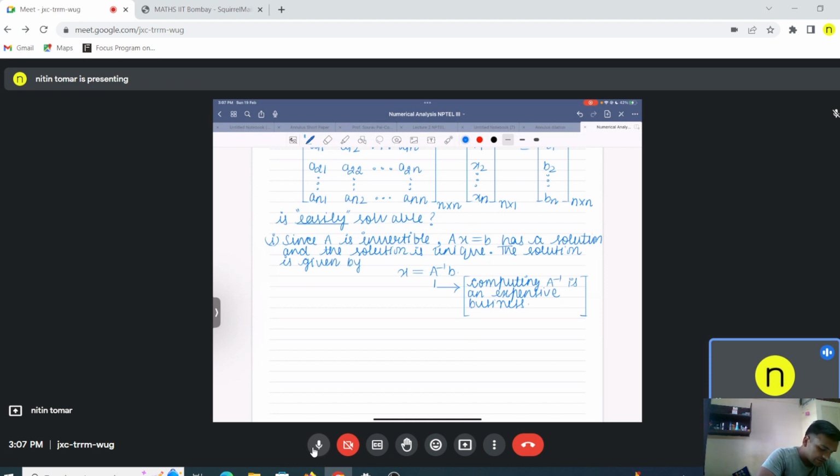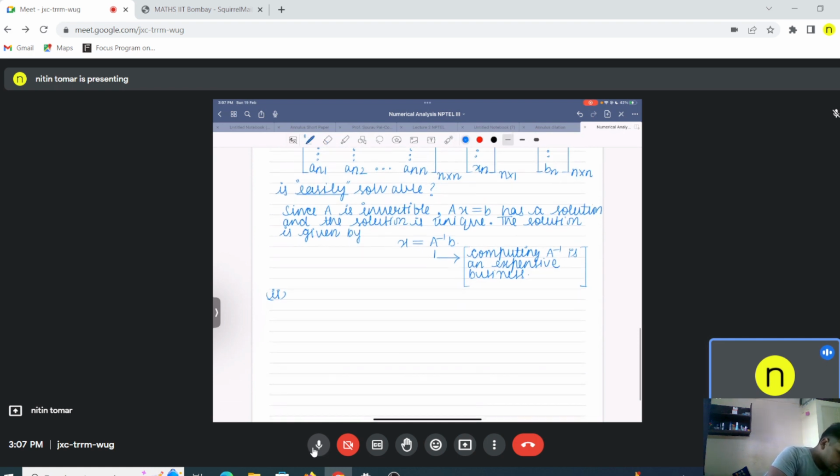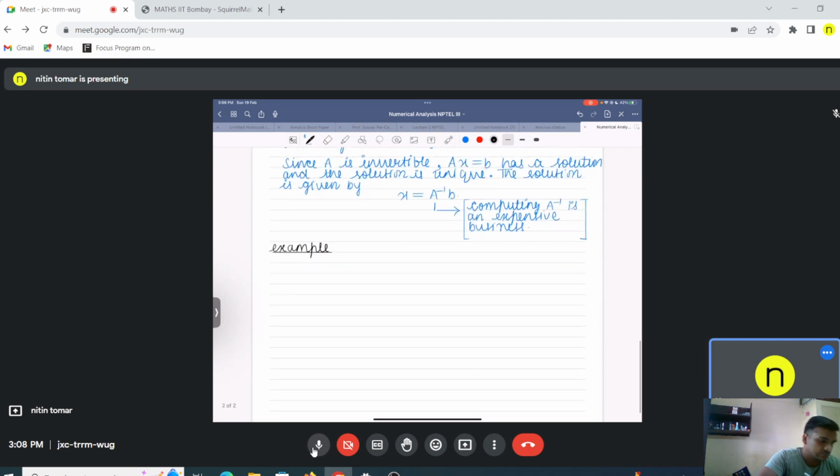So the second question is, so this is precisely our question. Let's not put it in point form. So the question is, how easily can we solve a system of equations? So we start with examples. Example 1. Invertible diagonal matrix.